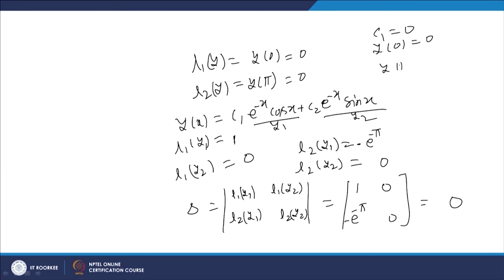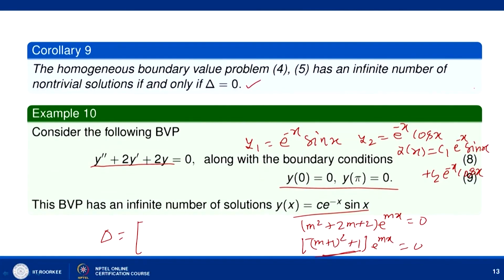Now y(π) = 0, let us use this. C1 is 0, which means only C2 is there. So C2 e^(-π) sin(π), and sin(π) is simply 0. So 0 = C2 times 0, so C2 can take any value. Let us say k belongs to R. So your solution is C e^(-x) sin(x), where C comes from R. So we have infinitely many solutions given by this, and we have checked this using delta. Here delta is coming out to be 0, and so we have infinitely many solutions.